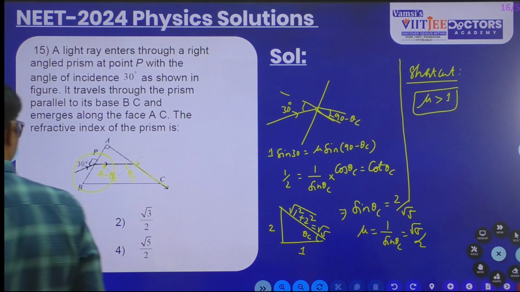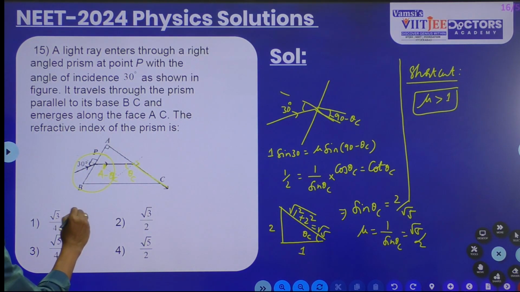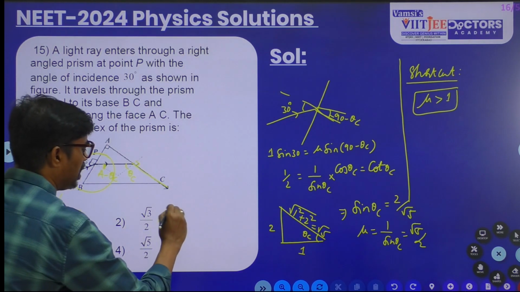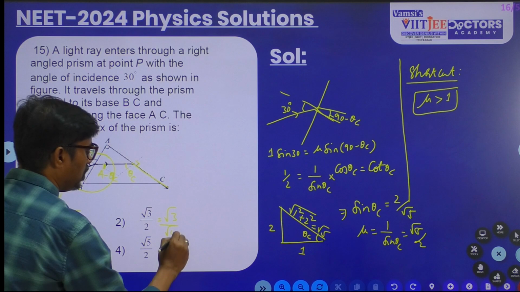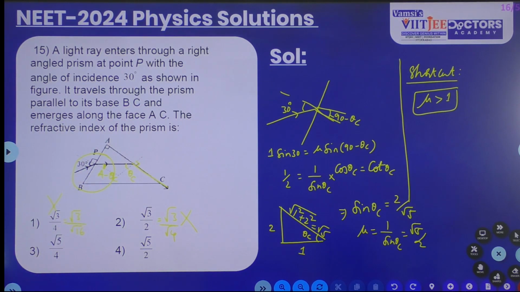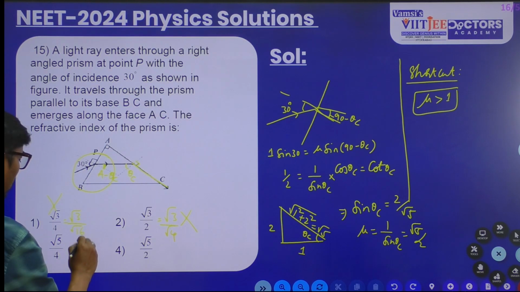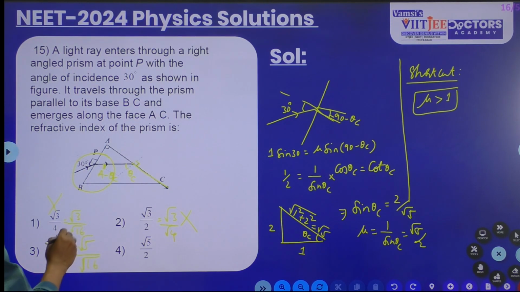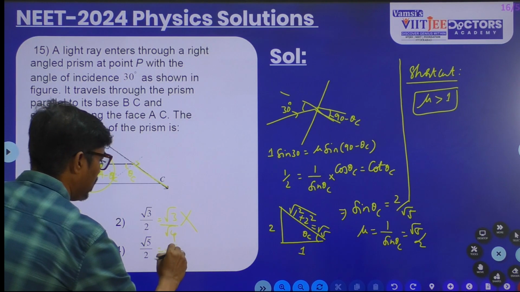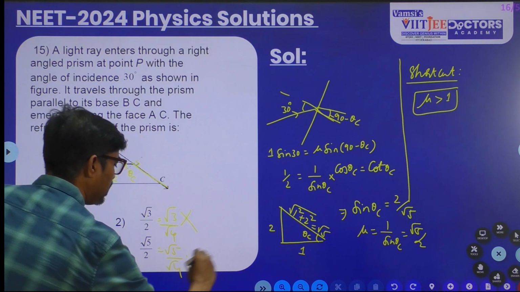Root 3 by 4 you have here. You can write this as root 3 by root 16. So that is less than 1. Root 3 by 2 can be written as root 3 by root 4. That is also less than 1 because the denominator is more. Root 5 by 4 can be written as root 5 by root 16. That is also less than 1. Root 5 by 2 is root 5 by root 4. You see that this is more than 1.